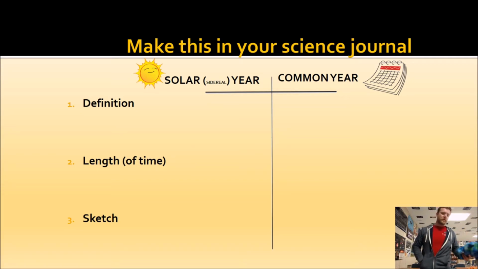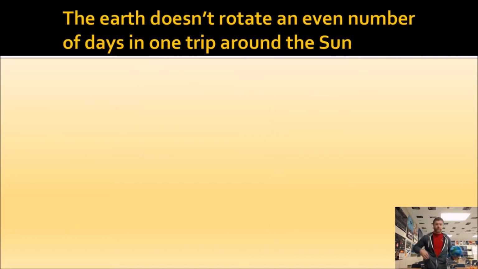So you need to know the definition. You need to know how long a solar year is and a common year is. Then you need to have a sketch. The reason that it's different is that the Earth does not orbit a certain amount of times very nice and neat as it goes around the sun.